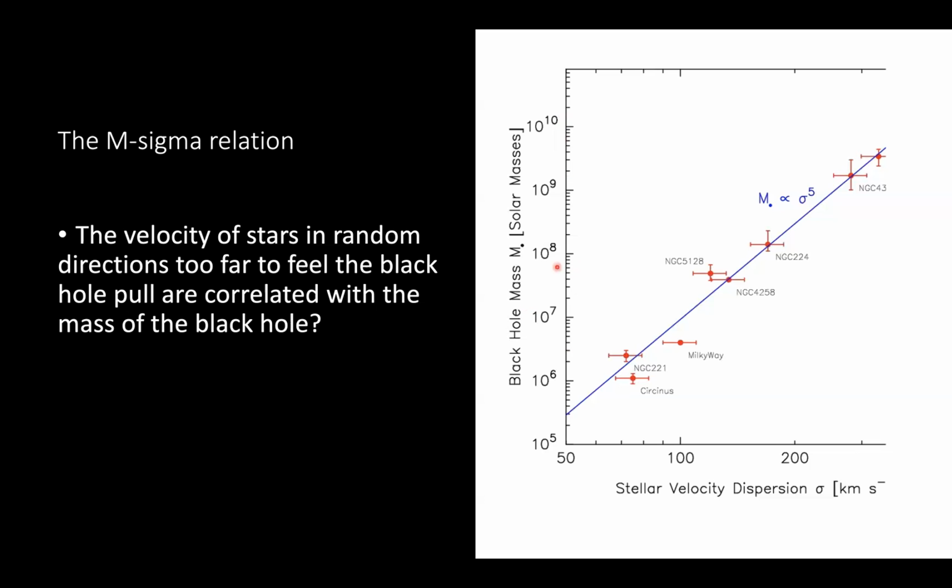So the black hole mass is plotted here. So this is 10 to the 6 solar masses in this galaxy. Here's our galaxy, the Milky Way, some 4 million times the mass of the sun. And so you see that ours is not an active galaxy.